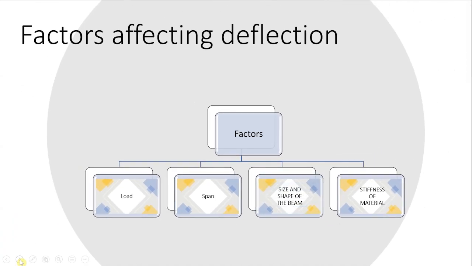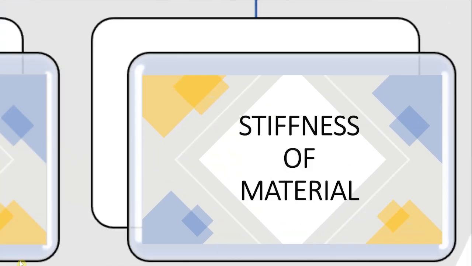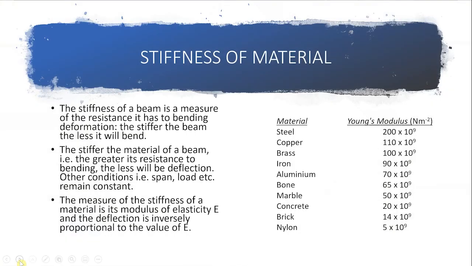Okay, and then we have stiffness of material. Stiffness of material is measured of the resistance it has to bending deformation. The stiffer the beam, the less it will bend. The stiffer material of the beam, for example, greater is resistant to bending, the less will be deflection. Other conditions, for example, span, load, etc. remain constant. So condition lain sama. Okay, loading dia, span dia, IXX dia sama, tapi dia punya material saja yang lain.